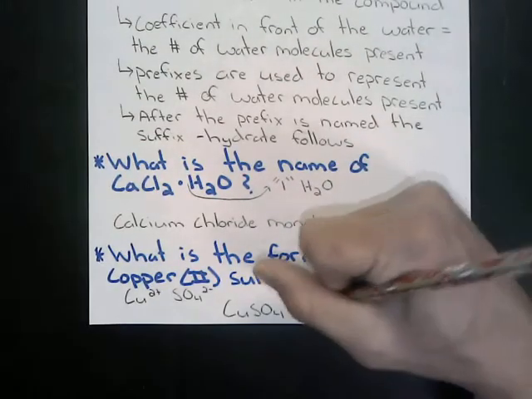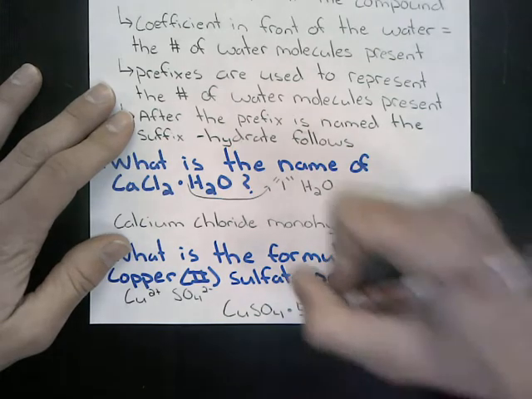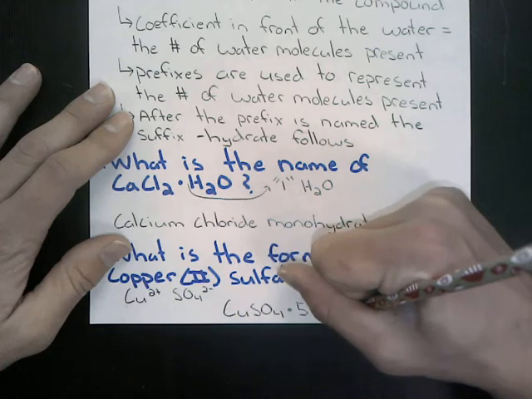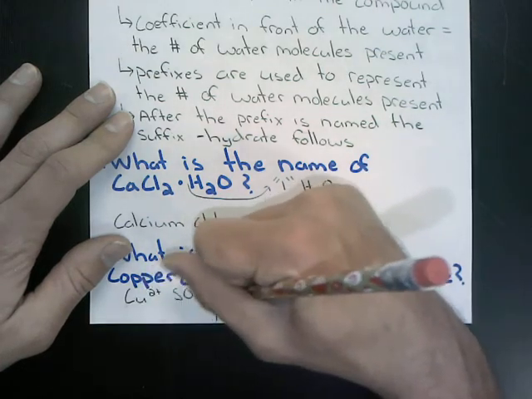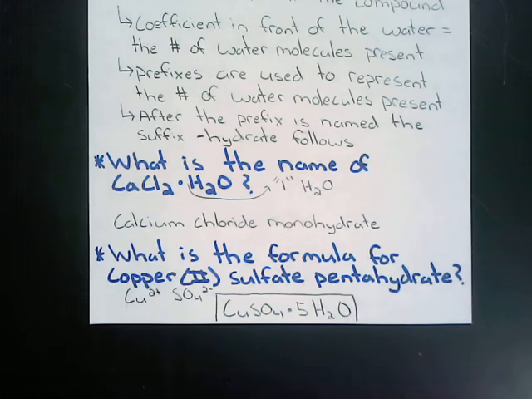So we put 5, and now remember, hydrates represent water. So we write down H2O. So our formula for copper 2 sulfate pentahydrate becomes CuSO4·5H2O. All right, so now we want to transition a little bit, and we want to follow the steps to be able to calculate the formula of a hydrate.